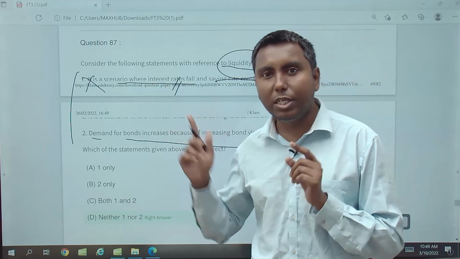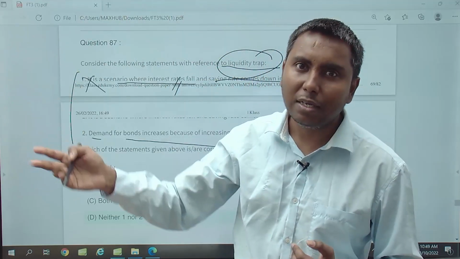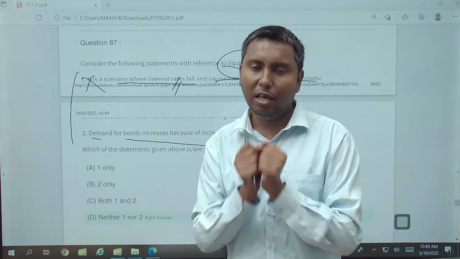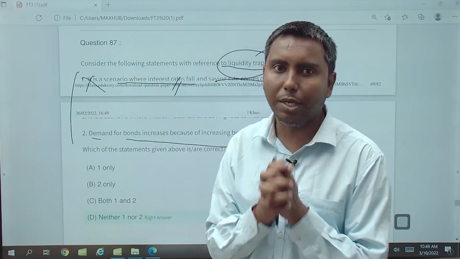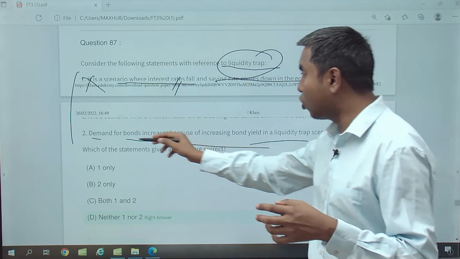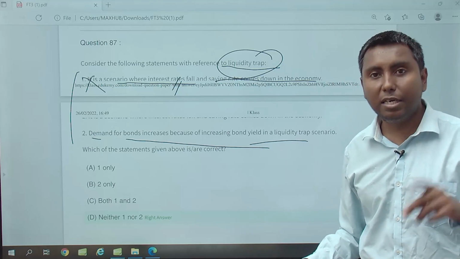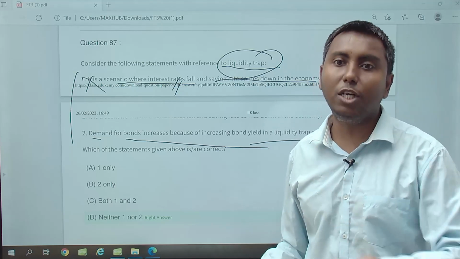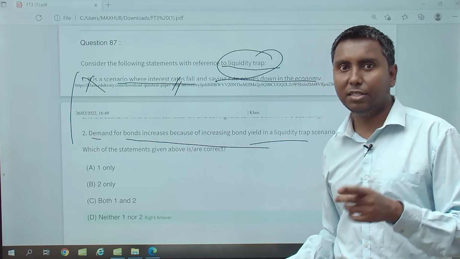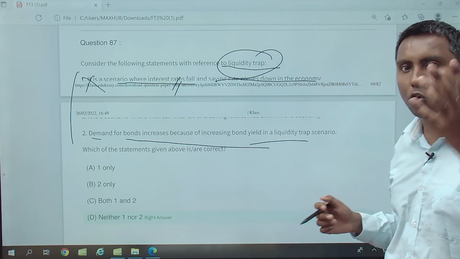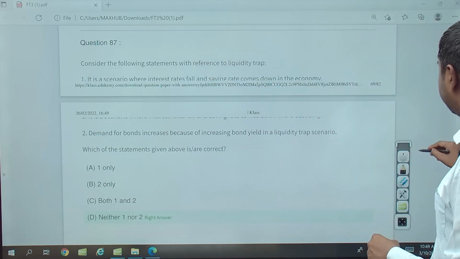Again, in a liquidity trap scenario, where people are expecting something bad to happen, they want to hold on to the cash. If they think the economy is going to crash, they will not spend their money. They will save their money, and so demand for bonds will not increase even though there is an increase in bond yield. This is again the counterintuitive thing, but it only happens because of the psychological effect, that people want to hold on to cash, they don't want to spend cash. So you know that the answer is D.